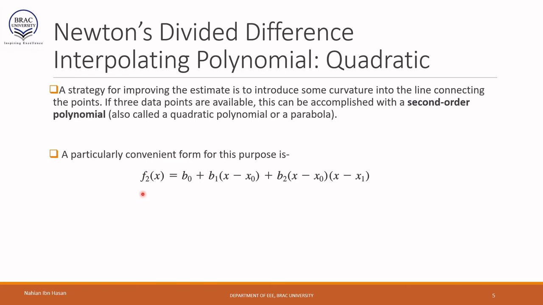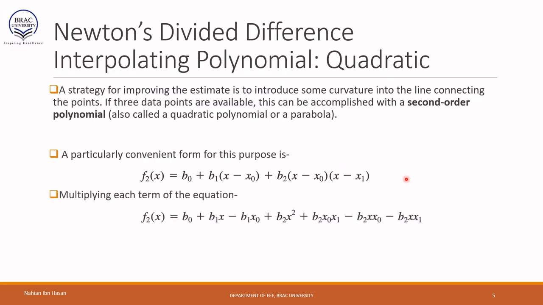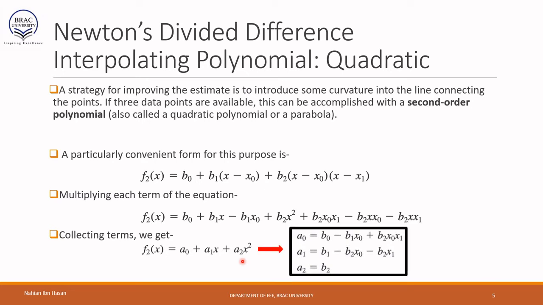How is this a second order interpolating polynomial? We can easily verify that. We just multiply each of the terms here. If we multiply each of the terms, we get this equation, and then we collect the like order terms. That means the constant terms are denoted as a naught, the coefficients of the x terms are denoted by a1, and the coefficients of the x square are denoted by a2. So if we notice here, a naught is denoted like this, a1 like this, and a2 is here. So this is the equation of a second order interpolating polynomial.